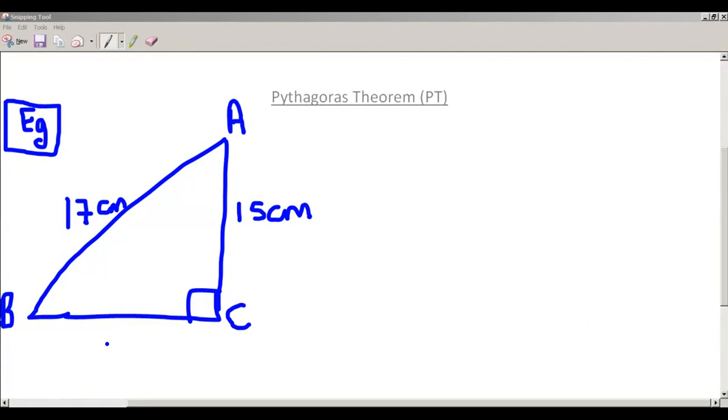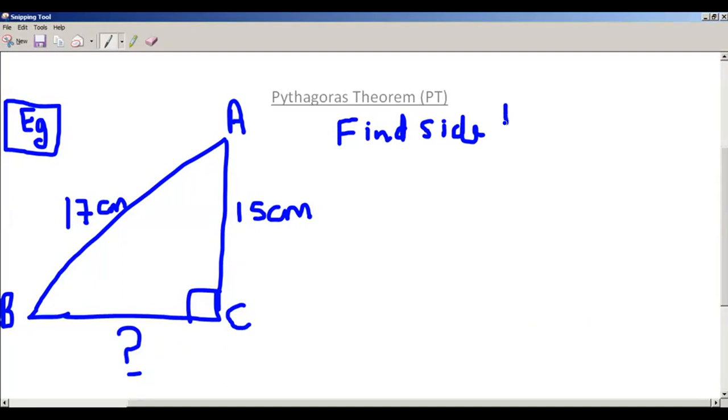So the question is, find this side, side B to C. Now to find it, first of all, you need to ask yourself this question: is it a short side or a long side? Obviously it's a short side, because the 17 would have been the long side, or the hypotenuse.